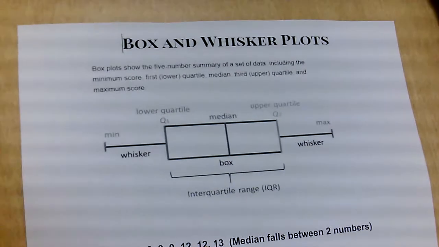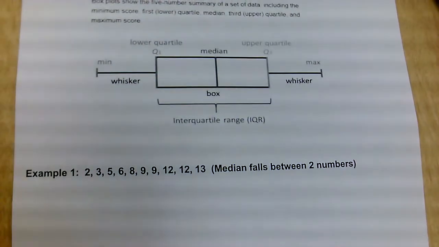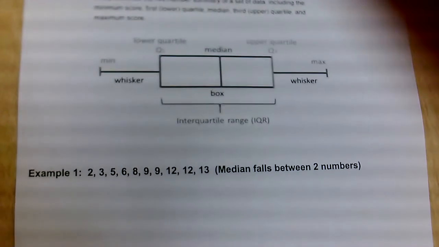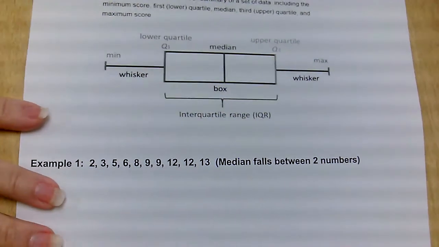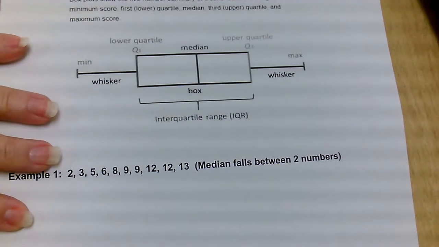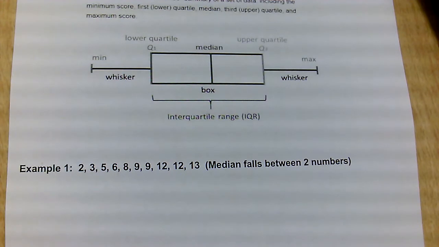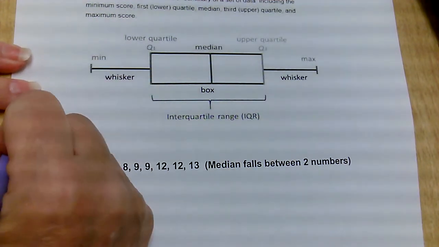This video is going to be on box and whisker plots. I'm going to show you how to do them, and then we'll talk about the picture at the top. The first thing you have to do in a box and whisker plot is put the numbers in order from least to greatest. Now these are already in order, so we can go ahead and start.